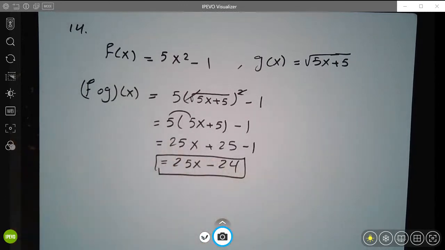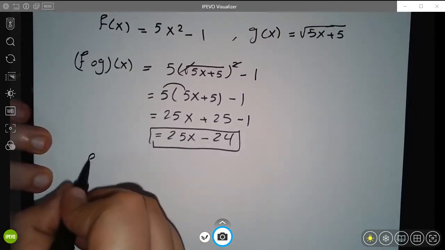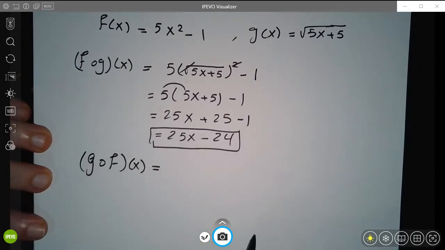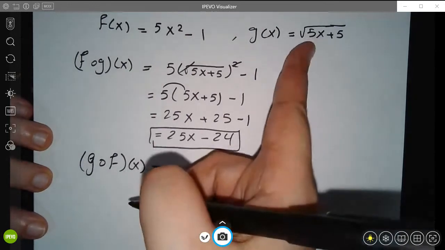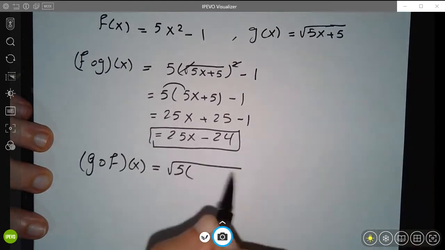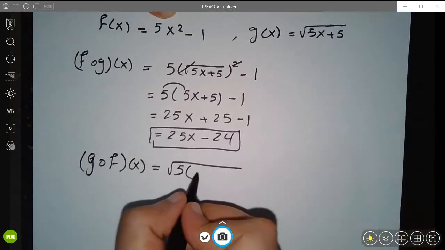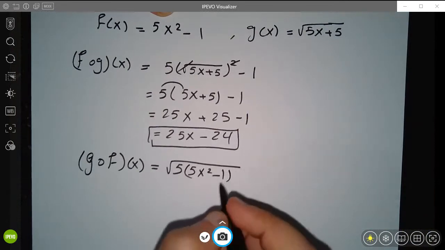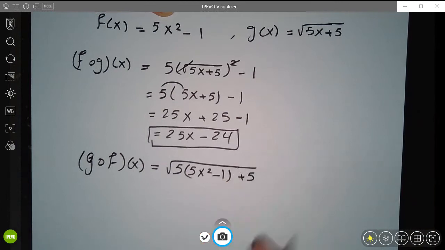Right? So follow. Now let's do F and G, which is golf. It's not really a word, but whatever. Golf. Yeah? So now I'm going to place F inside of G. So G is going to be on the outside. I'm going to write G first. Root of 5 times. Now instead of the x value, I'm placing all of this, which is 5x squared minus 1. Yes? Close the parenthesis. That was your x. Now plus 5. All under the root.